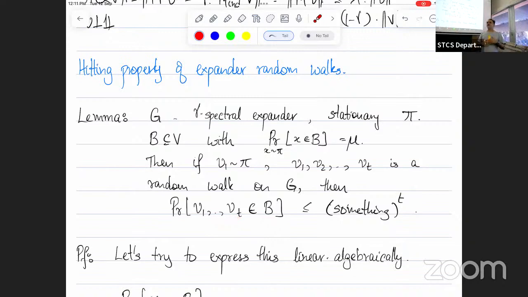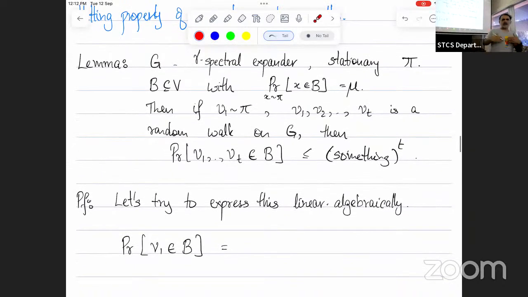Okay, I mean, in some sense, if you think about the randomized algorithm setting, this is the bad scenario. Okay. Good. So now what we are going to do is just basically try to express this linear algebraically, and then let linear algebra do most of the work for us.